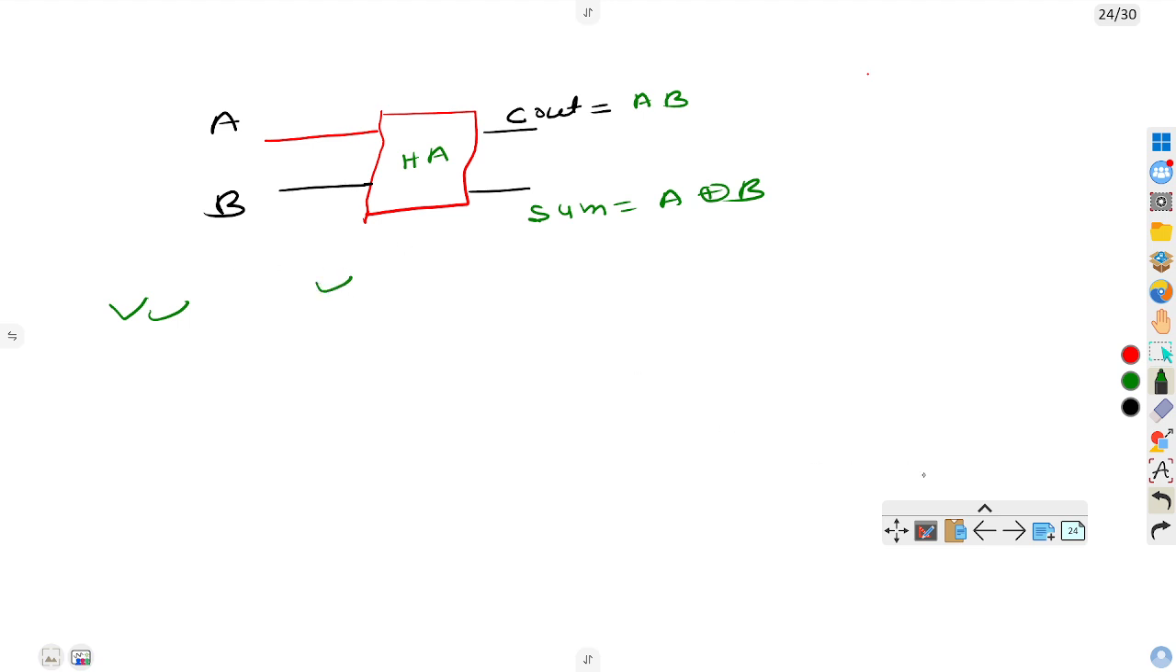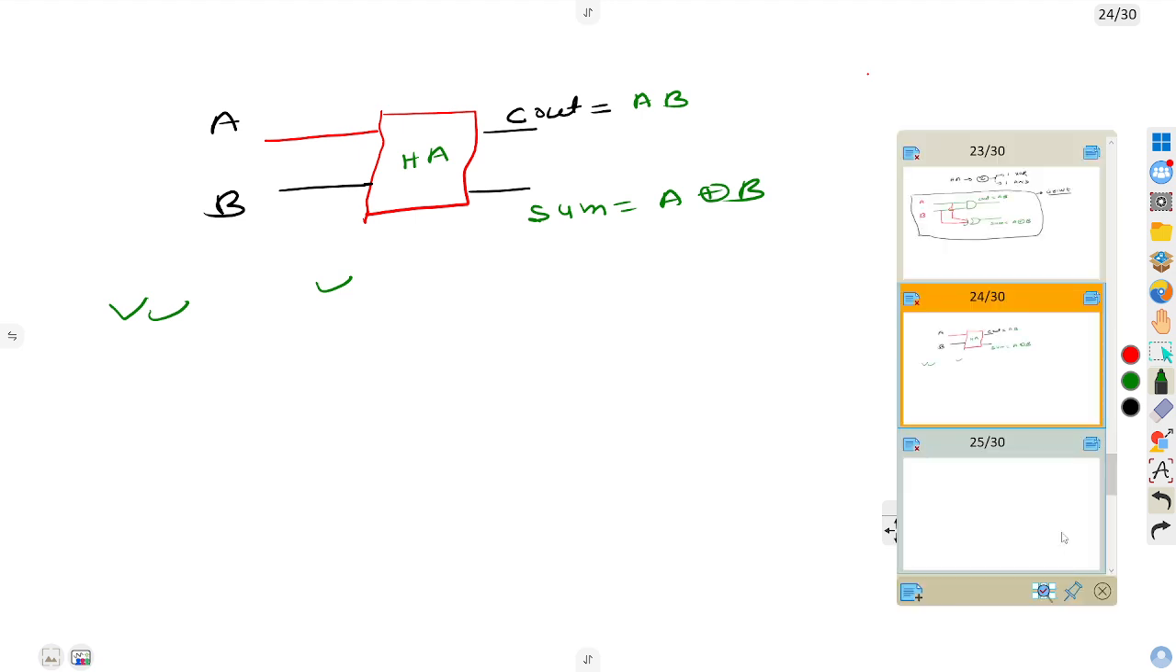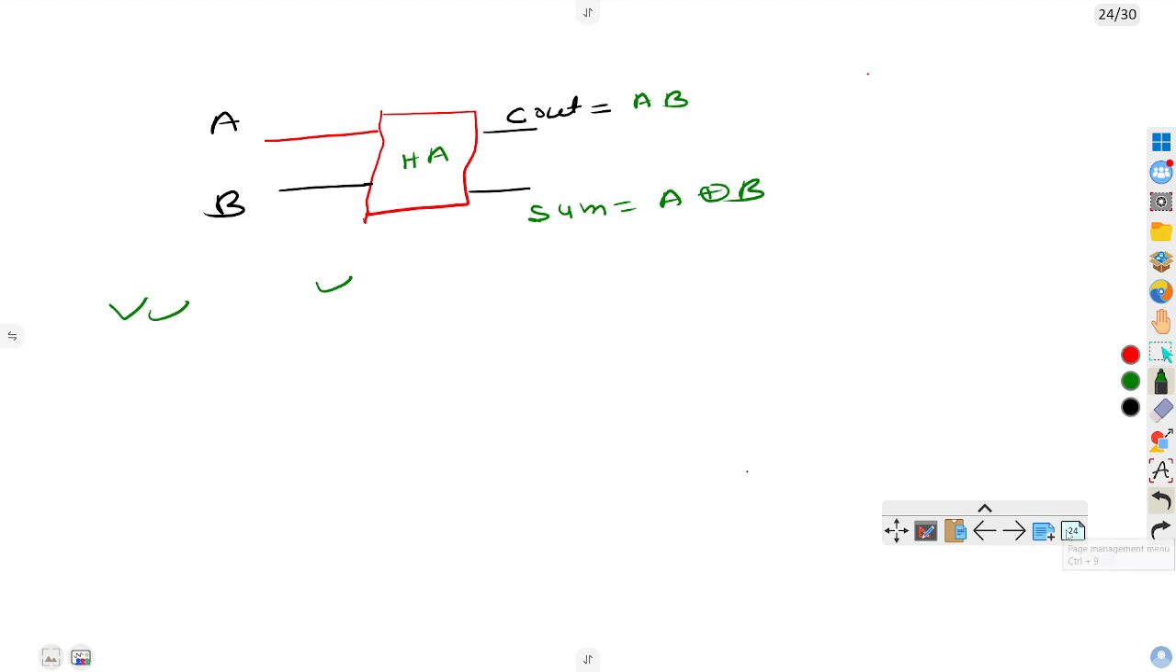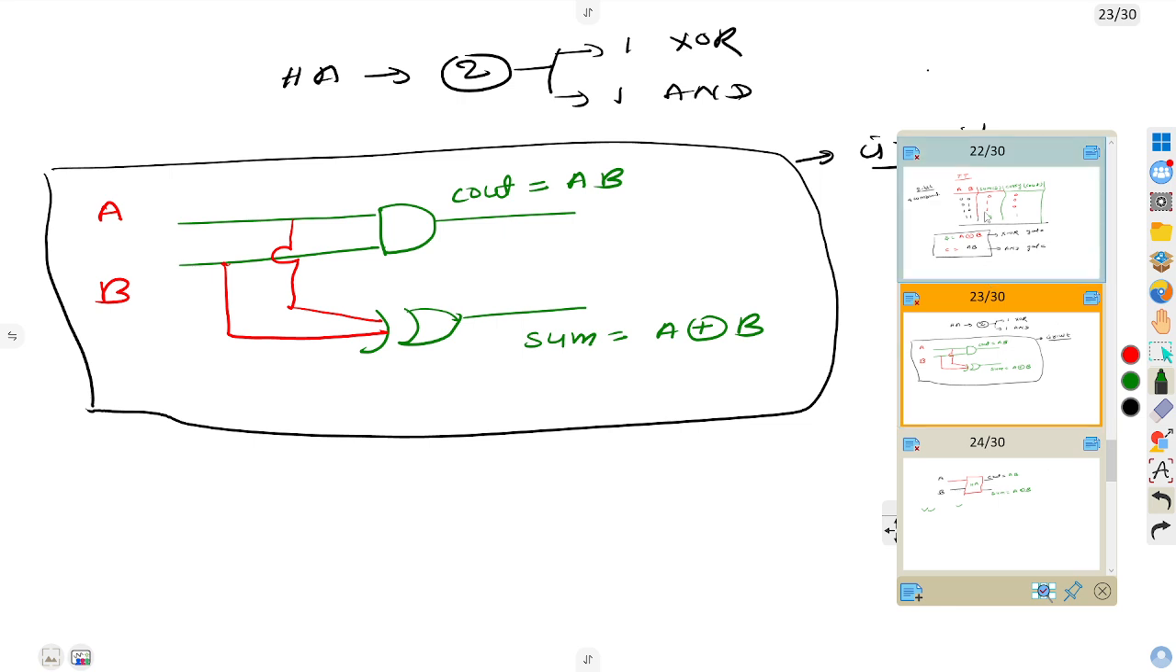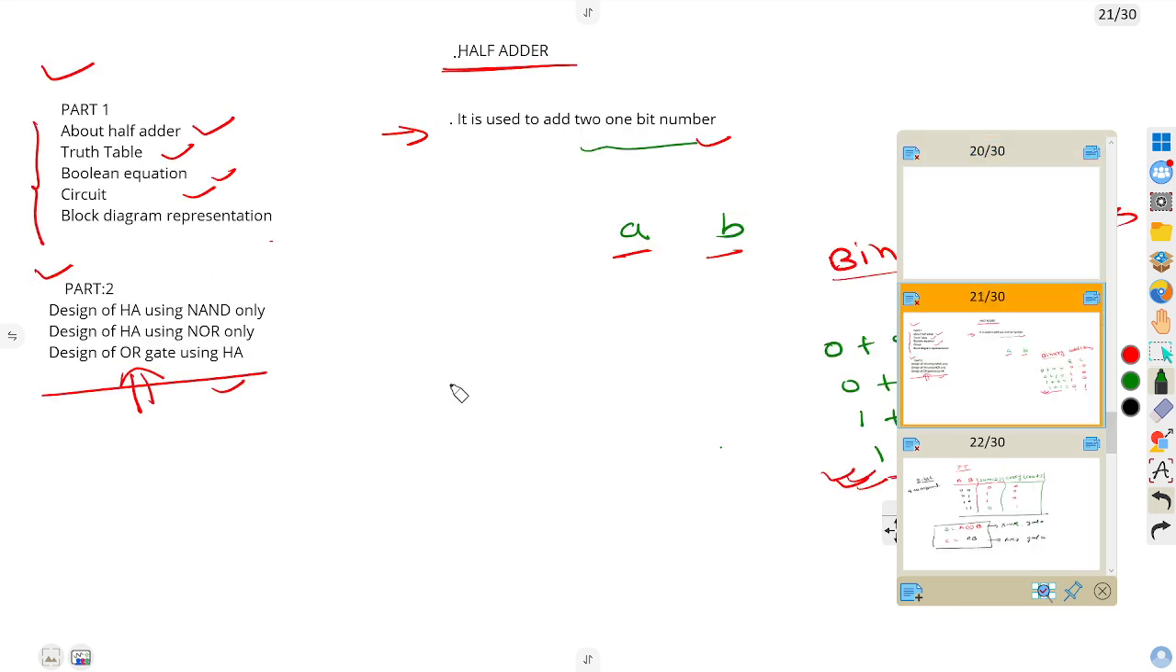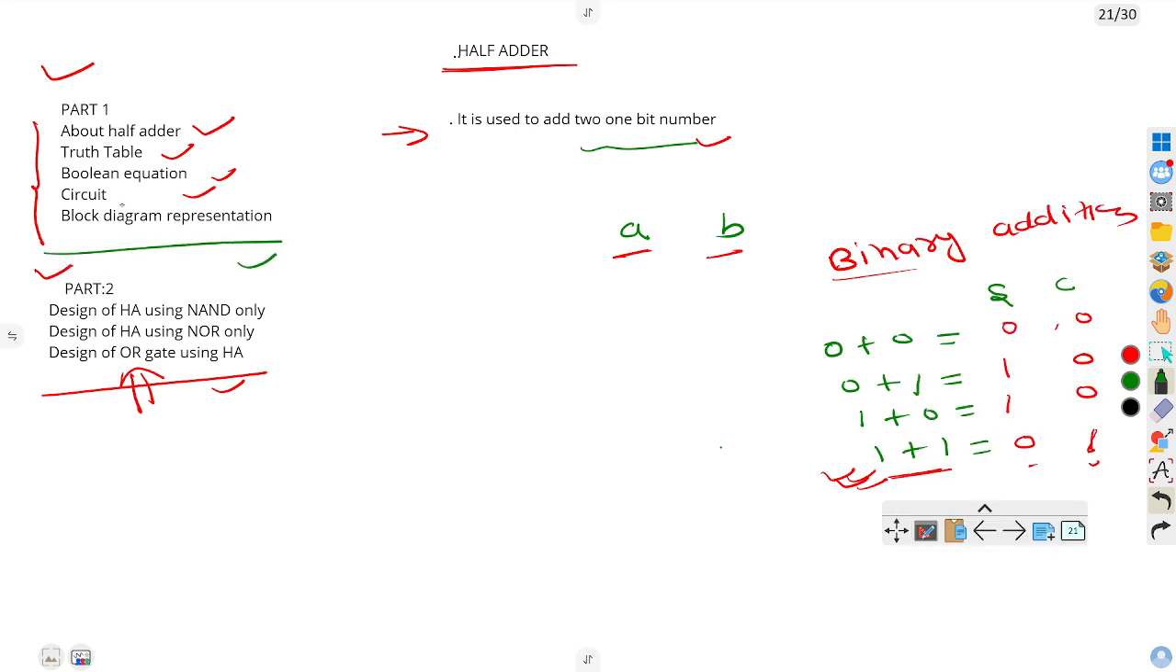In the next part, I will explain how we can design the half adder using only NAND gates, and NOR gates. Okay. In this part, the equation and circuit are important. Sometimes in the interview, the interviewer will ask, can you write the truth table and Boolean equation of the half adder? Okay, and the circuit also. And the second part is most important. Sometimes they will also ask, can you design the half adder using NAND, or NOR?